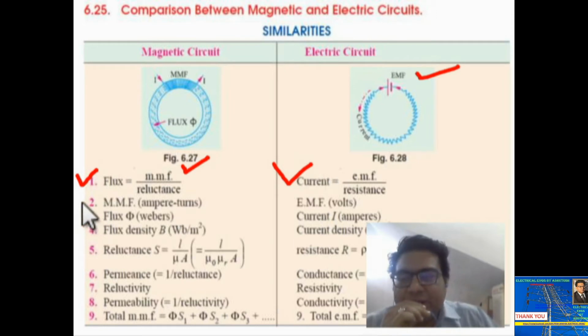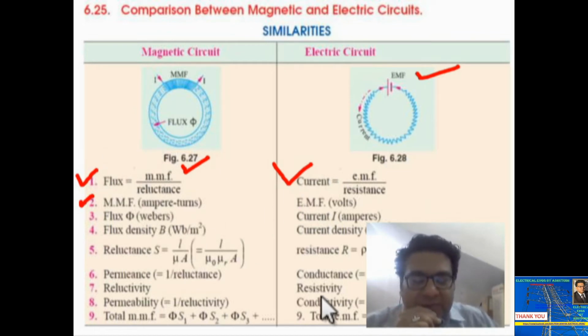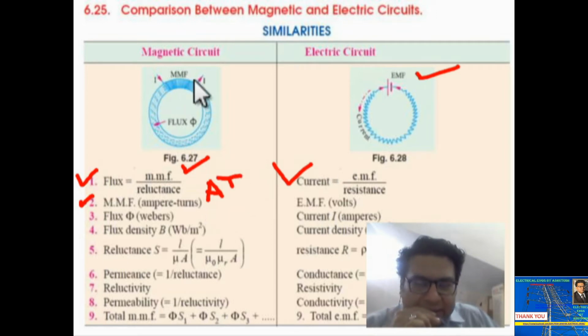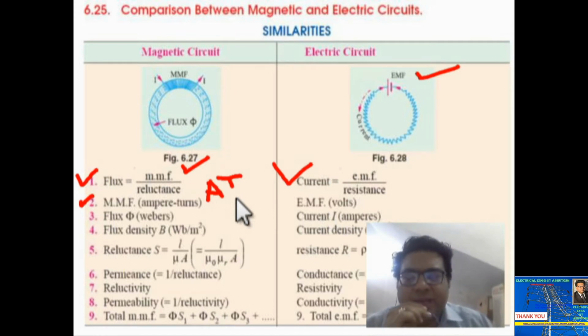and the second point is that MMF will be there. In the magnetic circuit there will be an MMF, a force. This is a driving force, the magnetomotive force, and the unit is ampere turn, AT. You always write ampere turn. So ampere for the current circulated in the windings, and turn means how many turns of windings there are. So that's why it becomes ampere turn.